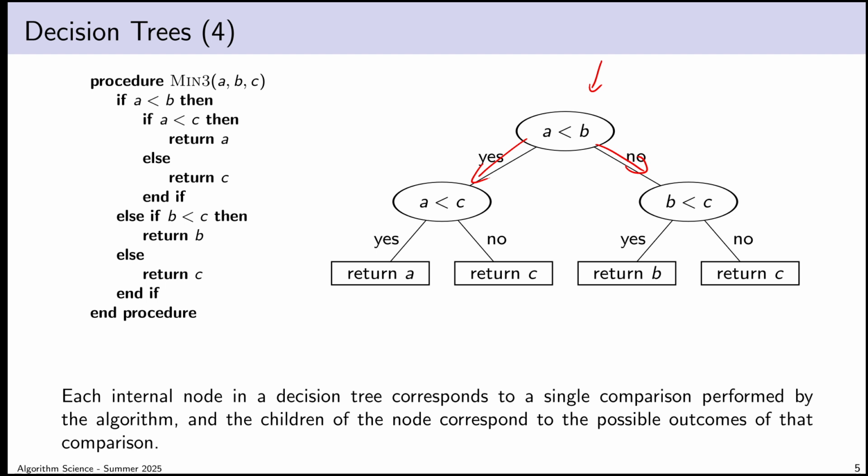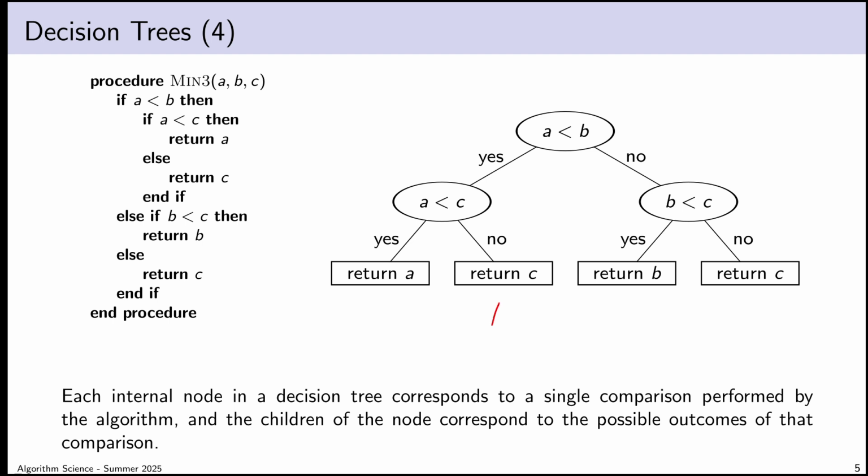And then the leaves of the tree correspond to the outcome of the process. So they're not comparisons, they are the conclusion that I can draw after a sequence of different decisions, after a sequence of asking different questions. Notice that there's no requirement in general that the different outcomes be unique.